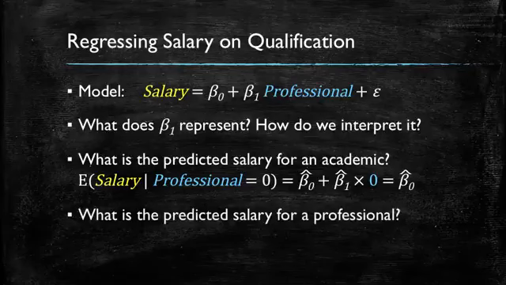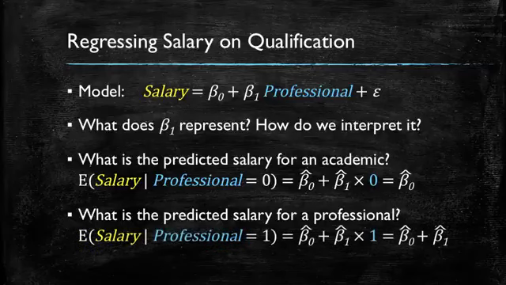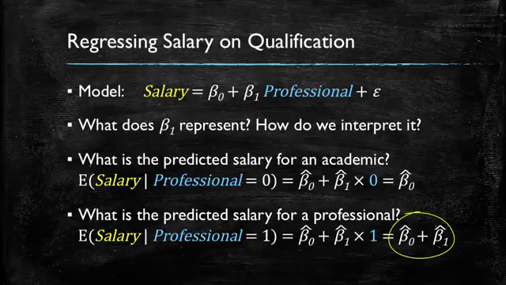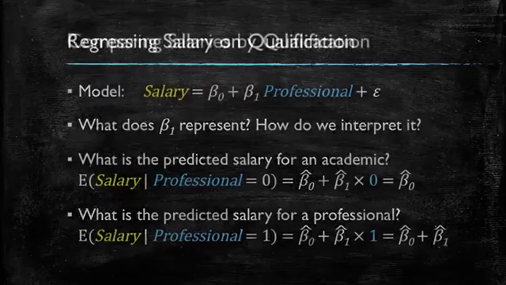Conversely, what happens if the professor is a professional? In this case, professional has a value of 1, in which case the expected salary is going to be beta 0 plus beta 1 times 1, or the sum of the two estimated coefficients.